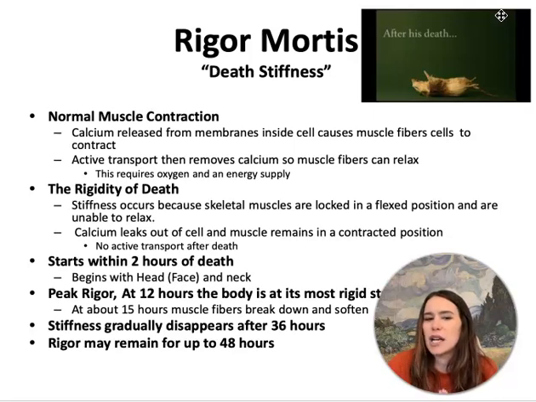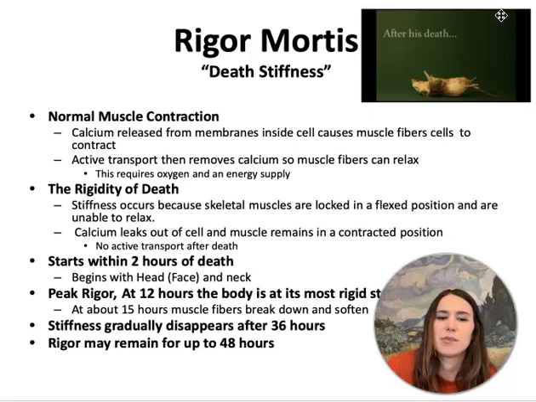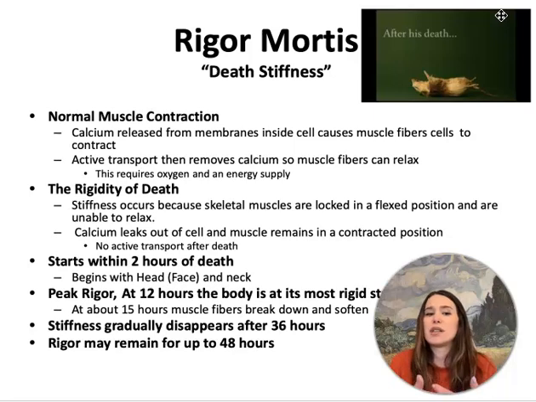That always requires oxygen, and that oxygen helps give us the ATP energy to relax muscles after they've contracted. So the rigidity of death occurs because those muscles become fixed and cannot relax anymore, since those cells have run out of ATP. Then there's no active transport ability, so the muscles stay in the contracted position.